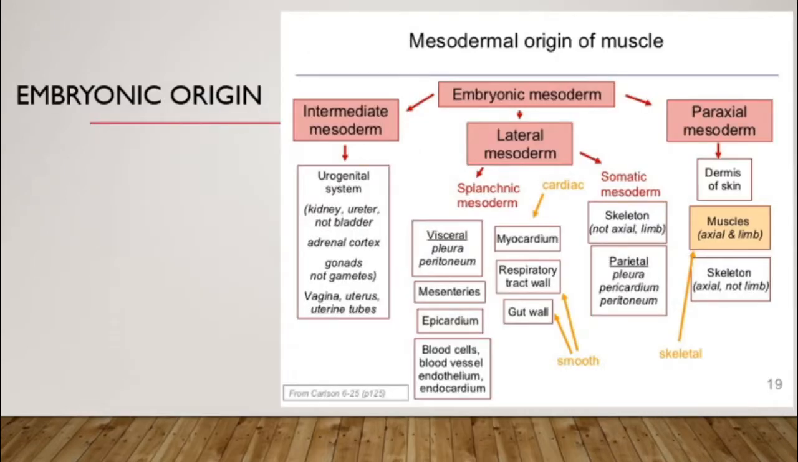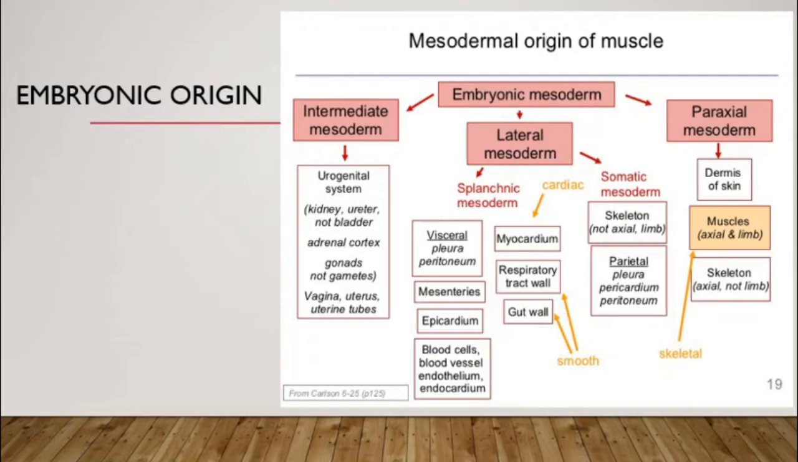Based on the mesodermal origin of muscles, the embryonic mesoderm is divided into three subgroups: the intermediate, lateral, and paraxial mesoderm. The intermediate mesoderm differentiates further into urogenital structures such as the kidney, ureter, adrenal cortex, the gonads but not the gametes, vagina, uterus, and uterine tubes, while the lateral mesoderm is divided into two subgroups.